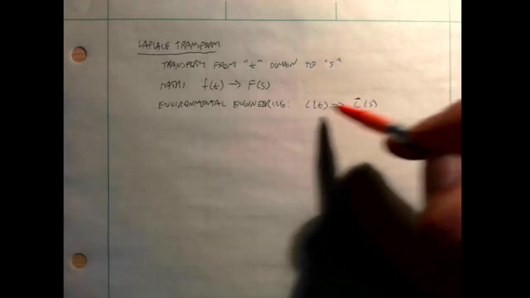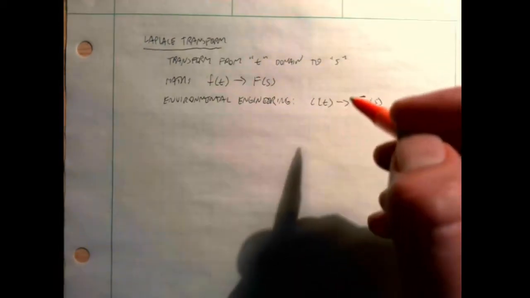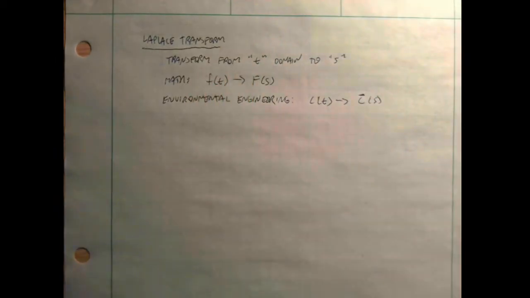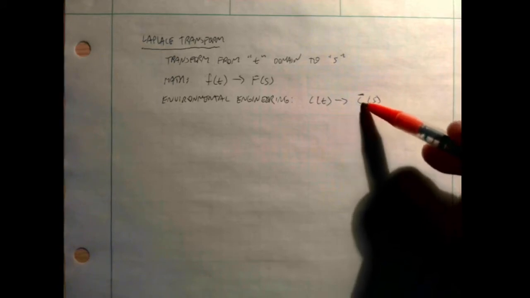Okay, so c of t is going to go to c bar. This is the way that I'm going to write it. You could use upper and lowercase c, but it's really hard to tell the difference between an upper and a lowercase c. I think the bar is easier. Some books might actually write f and f bar, whatever. So anyway, the idea is we're going to take our differential equation that's a function of concentration, and we're going to turn it into an algebra equation with this c bar term.